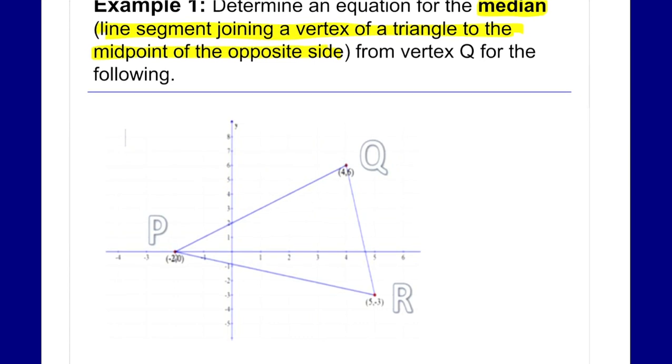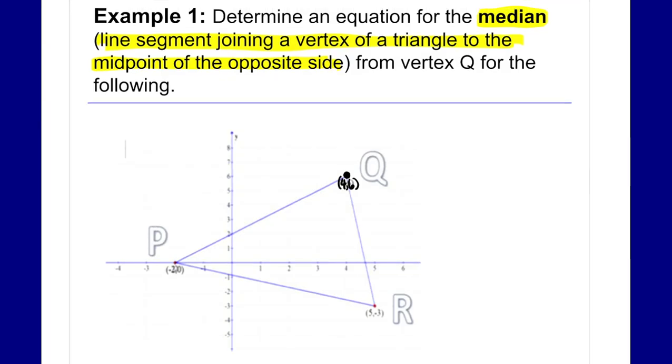And I'm looking at vertex Q. So what that means is I am dealing with this point right here. And this is the point with the coordinates 4, 6. I need to determine an equation for this point and the midpoint of the opposite side. So the opposite side in this case is this side right here. So I need to find the midpoint. I'm just going to write in these coordinates, negative 2, 0, and 5, negative 3. So I need to find the midpoint of this line.